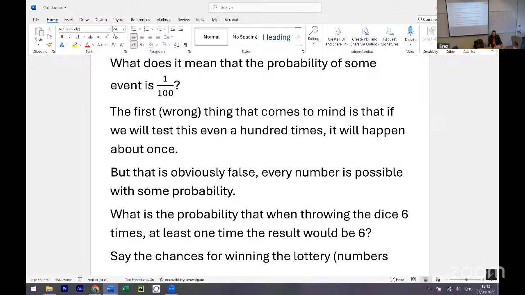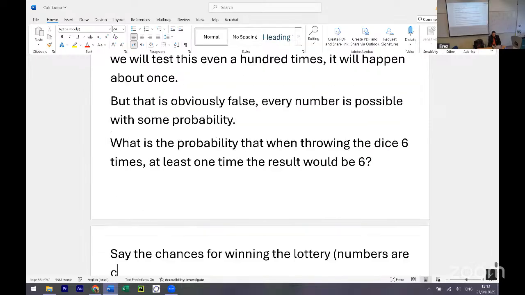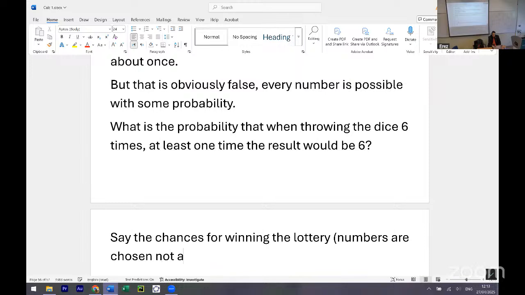How do I say it? Numbers are chosen, not a winning ticket. Why is that important to me? Because sometimes students tell me that once one person wins the lottery, you choose the winning ticket. That's not what I'm saying. You choose random numbers, and if someone chose the correct numbers, he's winning. So it could be possible that everyone wins or no one wins.